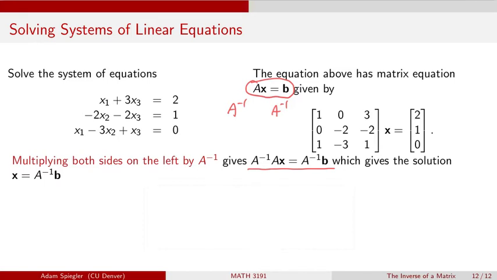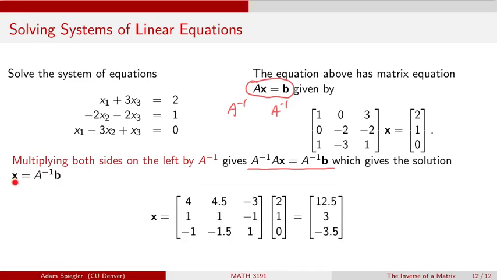What that would look like in this example is column vector X is equal to A inverse. This matrix was the 3 by 3 example that we looked at a couple of slides earlier, and we found that its inverse matrix was given over here. It had a top row of 4, 4.5, minus 3, a second row of 1, 1, minus 1, and a third row of minus 1, minus 1.5, 1. So we would take A inverse, multiply it by B, and out comes 12.5, 3 and minus 3.5.